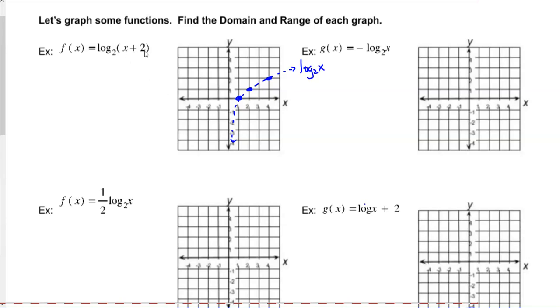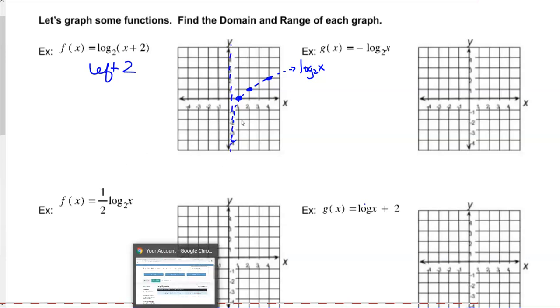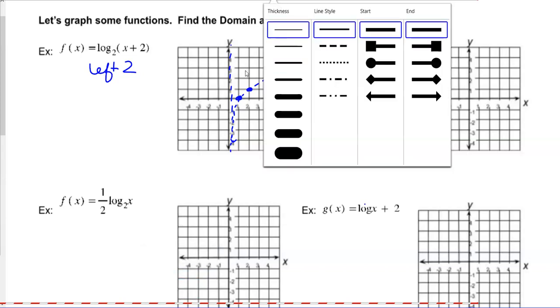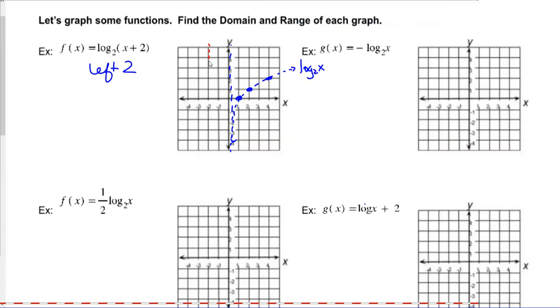Now, what happens to that log base 2 of x when I have x plus 2? When it's grouped with my x, it is a horizontal shift. Take the opposite of what I'm looking at, so that means we're going to go left by 2. There is a vertical asymptote here, so when I shift it over by 2, and some people like to do the original graph on there, some people don't, but when I shift it to the left by 2, this is my new asymptote.